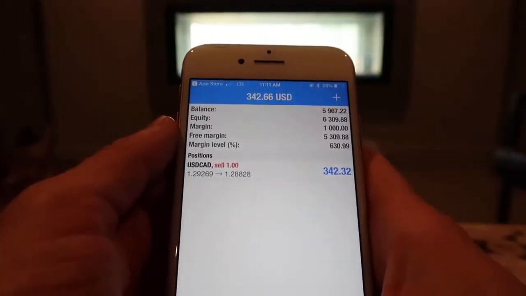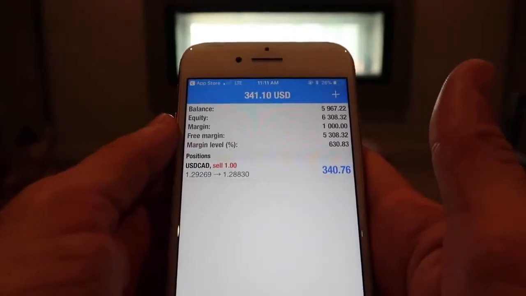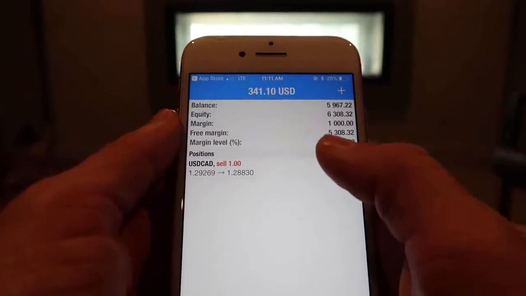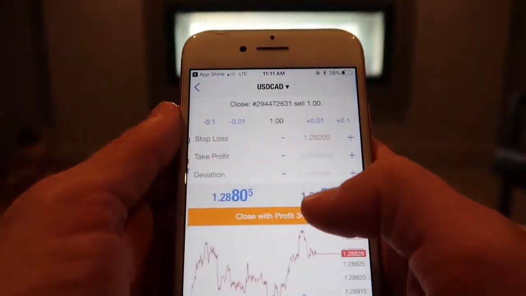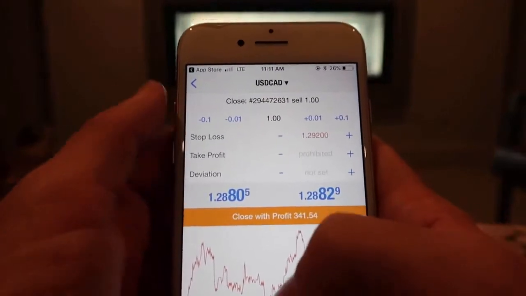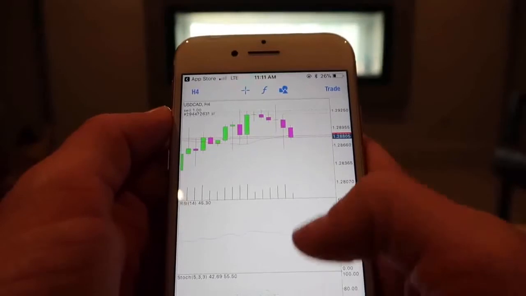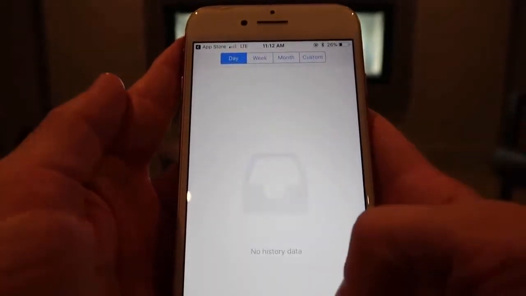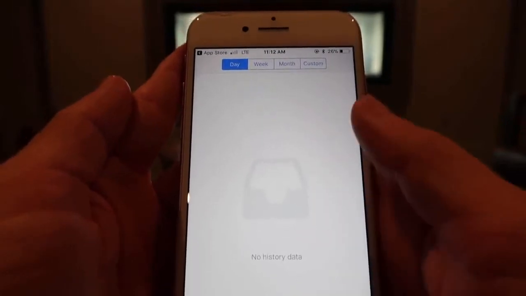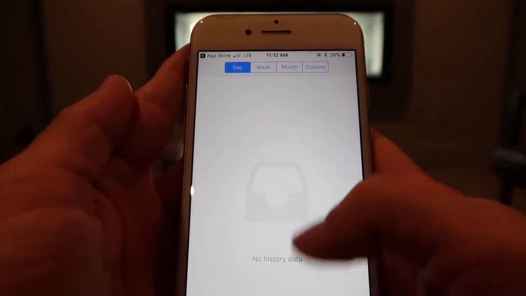So let's say I entered this trade yesterday, which I did, and I'm cool with my profits. I woke up to $340. I want to close those. So what I could do is go right here, hold it down, push close, and then close with profits. I'm obviously not going to close it because I have my stop loss trailed right here, so I'm going to just hold it and see what happens. On this page, this is our history page. I obviously haven't closed or done many trades lately. If there were trades to close, you would see them and they would appear here.